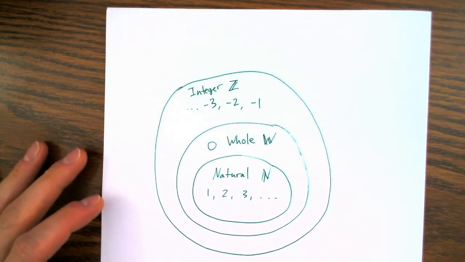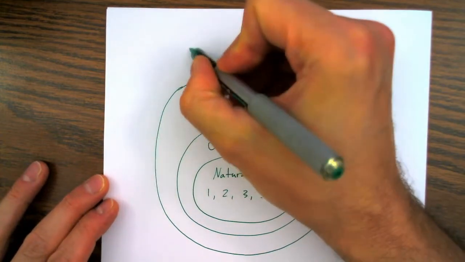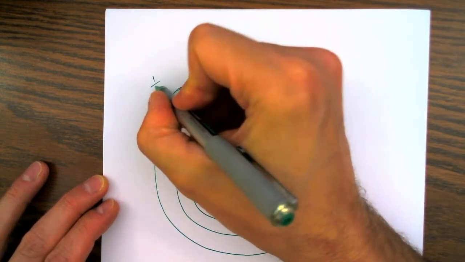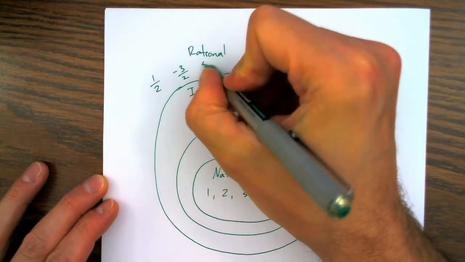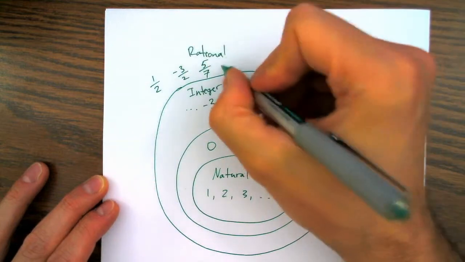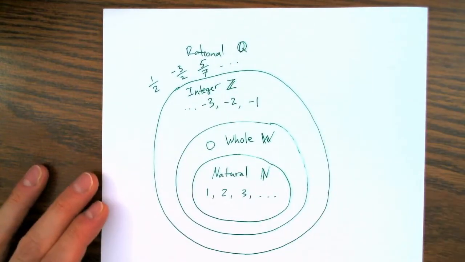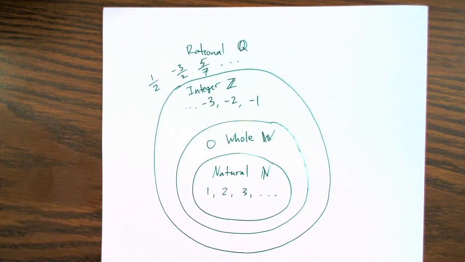So we also know that fractions can represent numbers. We call fractions rational numbers. And they include numbers like a half, negative 3 over 2, 5 over 7, and so on. And we use a letter Q to describe that set of numbers. And that set of numbers includes integers and whole numbers and natural numbers, because integers, whole numbers, and natural numbers can be described as fractions.